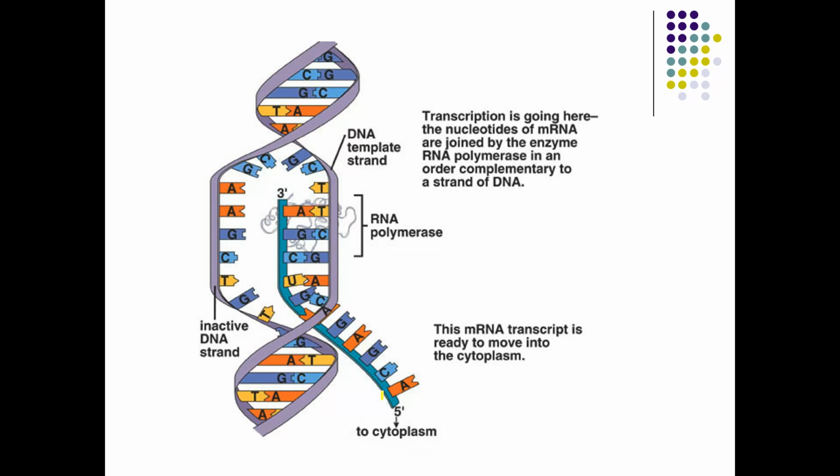Notice there's only one strand here. They're using a different color to signify a different sugar. Remember, there's ribose in this strand. And then notice there are no T's. Any place where there would have been a T, there is now a U.